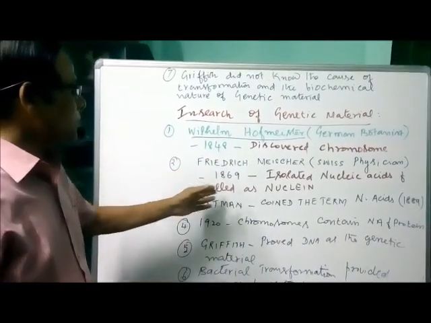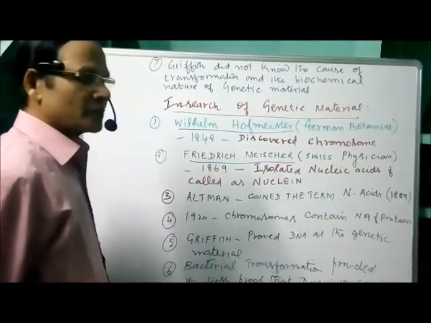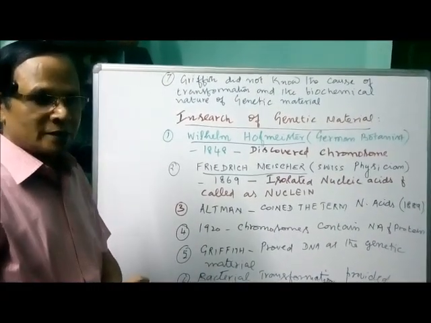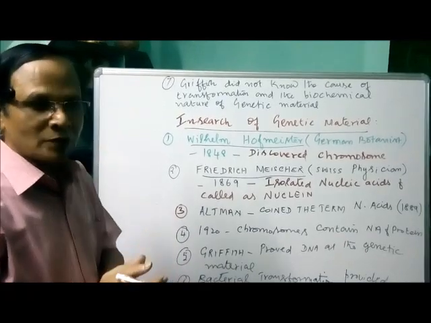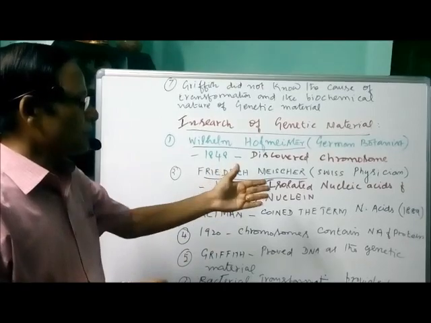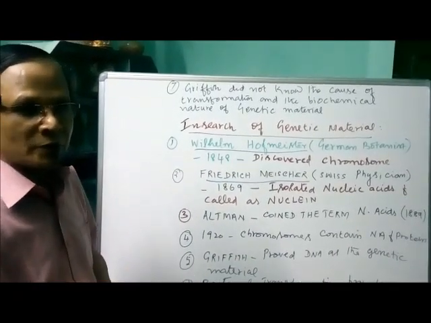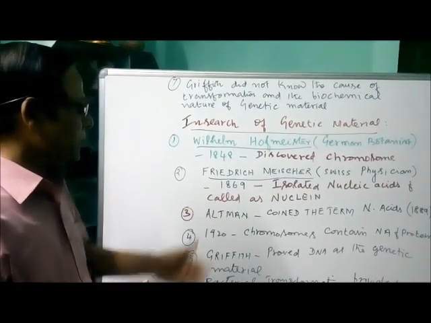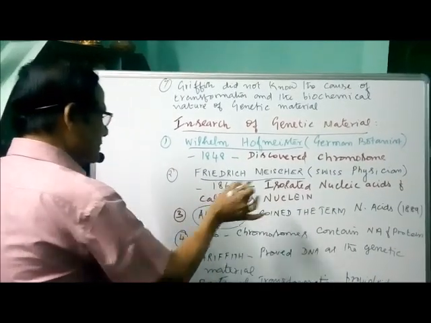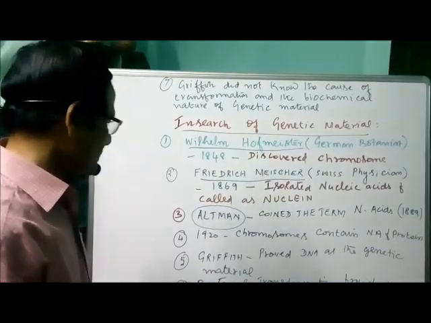Then there was Friedrich Miescher, another person. In 1869, a Swiss physician, he isolated nucleic acids. He isolated a substance from the nucleus, though he didn't know it was nucleic acid, and called this substance nuclein. He didn't give the name nucleic acid. The term nucleic acid was given by Altman in 1889.